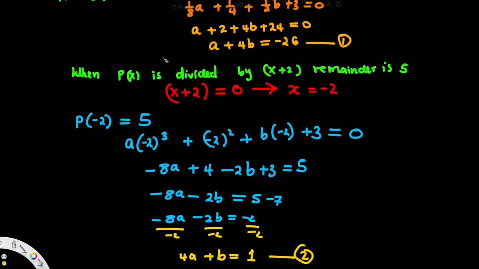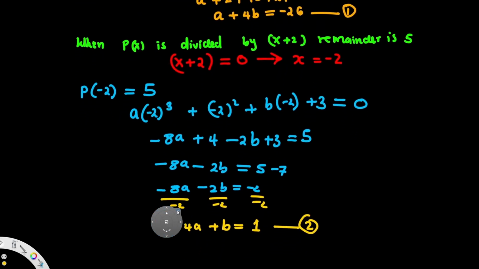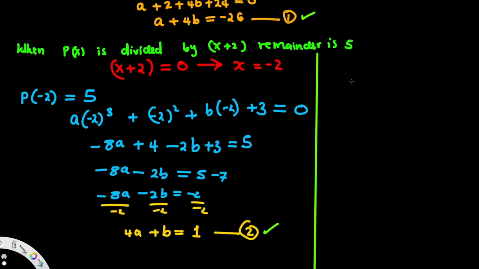Now, solving the two equations, you can decide to solve by elimination, substitution, or you can draw a graph so that you can solve this. So for simplicity here, we shall solve equations 1 and 2 using the substitution method. From the second equation, I make b the subject of the formula. So our b is 1 minus 4a, which will mean that we can now substitute the value of b, which is 1 minus 4a, into the first equation.